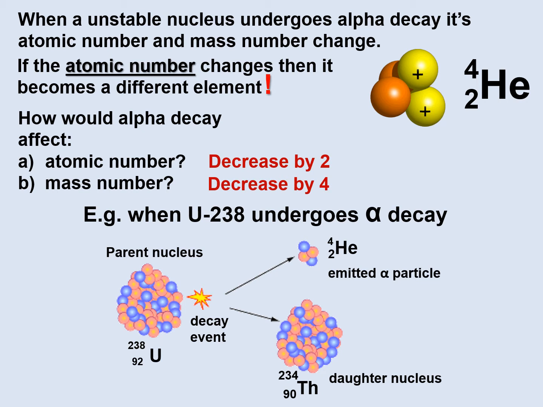Same if you look at the mass number. It's gone down from the mass of the uranium isotope 238 to the mass of the thorium isotope 234. A lot of important information there. Make sure you made a clear note on it.